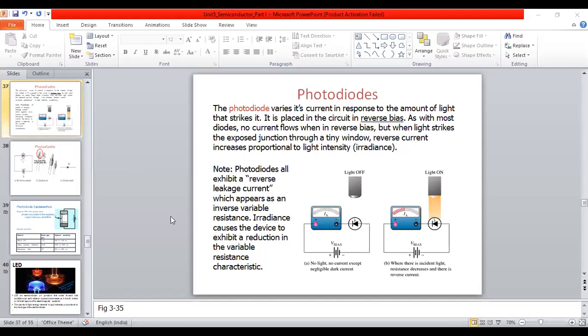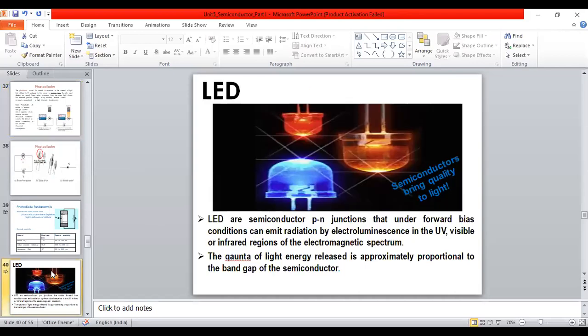Do you have any doubts regarding the photodiode? Any doubts? No, sir.